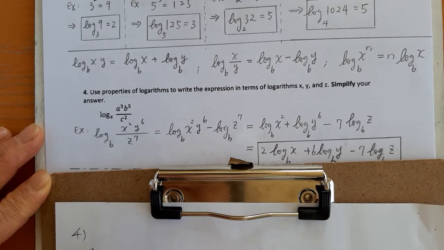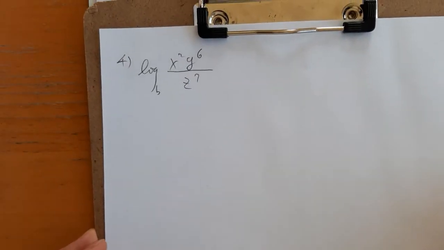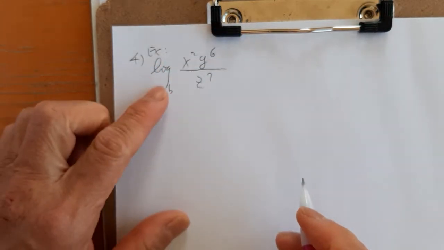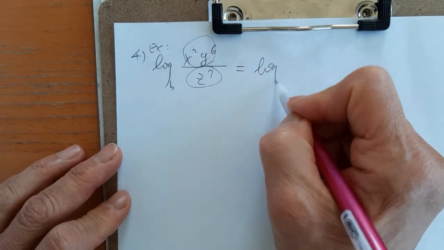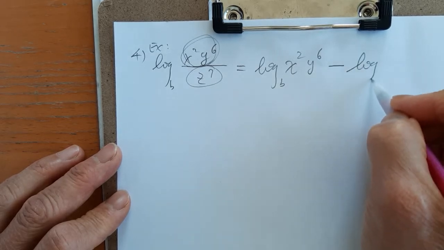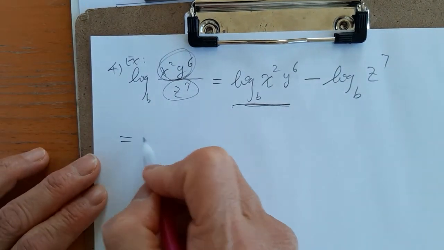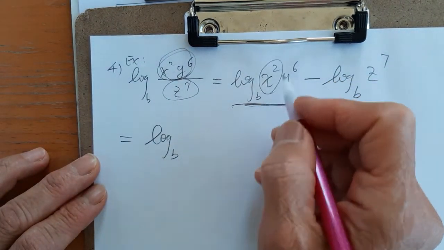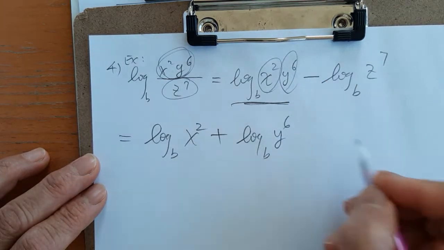Let's try this example: log base b of x squared y to the power 6 over z to the power 7. This is an example for your homework question 4. First of all, use the quotient rule. This is divided, so the quotient rule gives log of the numerator subtract log of the denominator. And then the numerator is a product, so use the product rule. You get log of the first factor add log of the second one.